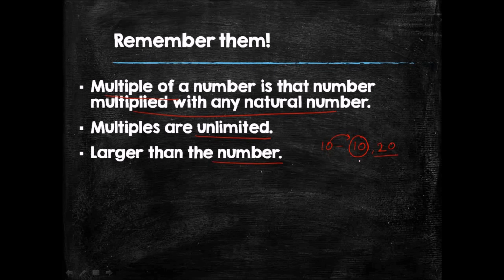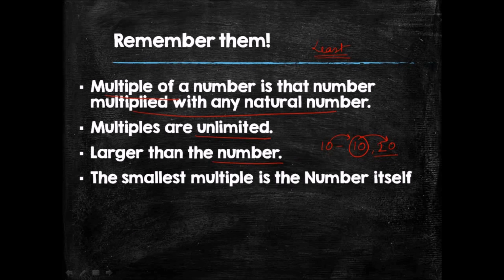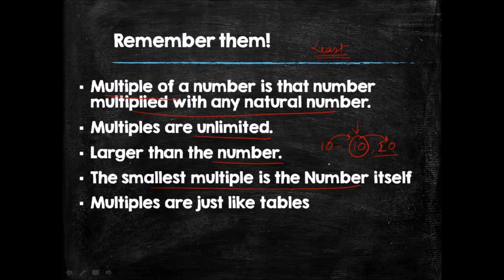That is why whenever we find the LCM, we always get a bigger number, because multiples are larger. Although we are finding the least common multiple, the least number, it is still larger because the multiples are larger. And the smallest multiple is the number itself, and the rest of the multiples are larger. So you have to remember multiples as tables. Just remember this keyword. We will understand more about LCM and the methods to find it in the next video. Thank you.